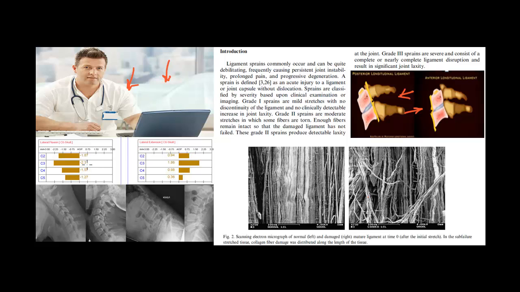This CRMA report now tells you the severity of the amount of translation, here's a translation report right here, the amount of back and forth movement of each vertebra, and it'll also tell you in the same report the amount of angular finding that may occur as a result of these ligament disruptions.